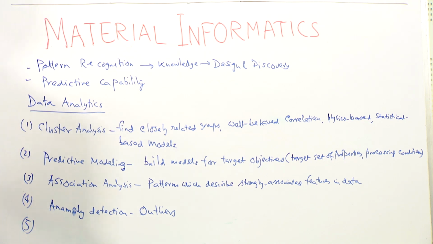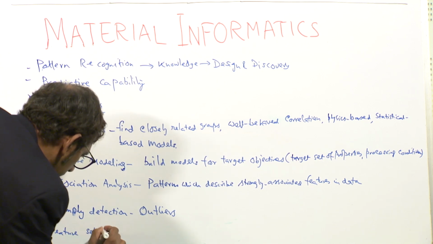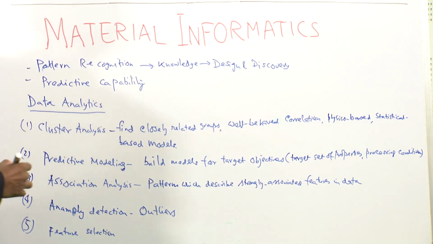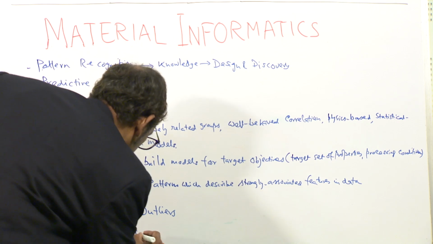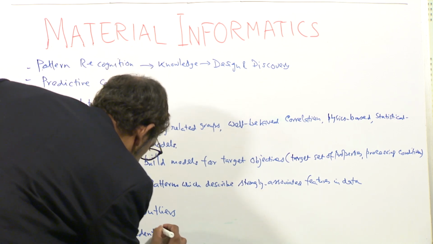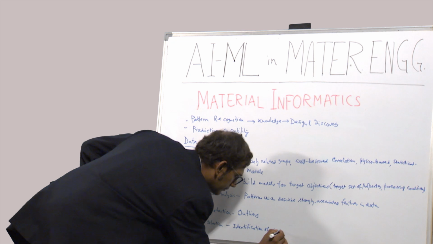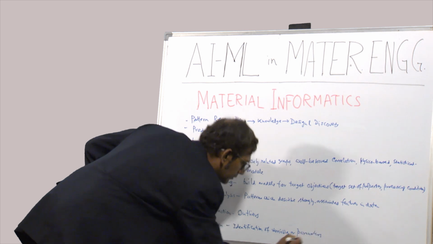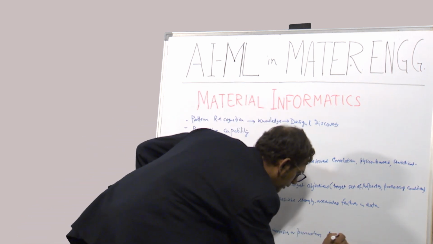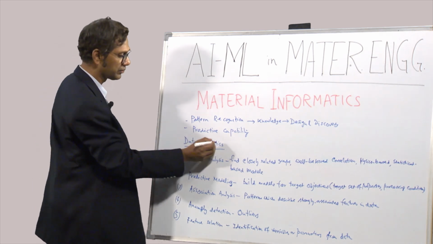It can also do feature selection. Okay, what is this? This is basically called identification of variables or parameters from data. So, these five things data analytics is supposed to do.